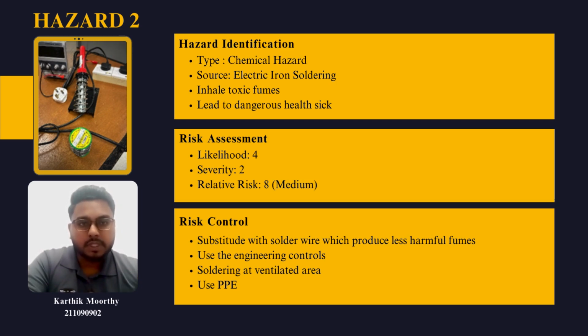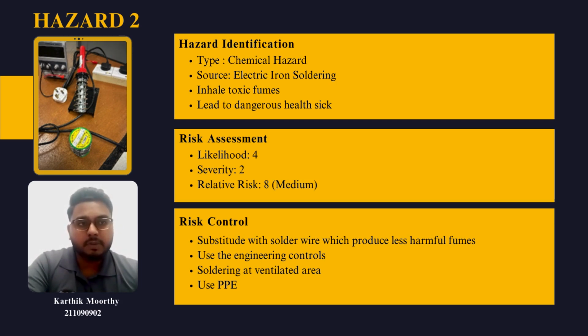Continuing with that, for the risk assessment of this hazard, the likelihood is 4, severity is 2 and relative risk is 8, which we consider medium. Medium risk requires a planned approach to control the hazard and apply temporary measures if required. Action taken must be documented in the risk assessment form, including the date of completion. And continuing with that, the risk control for this hazard.